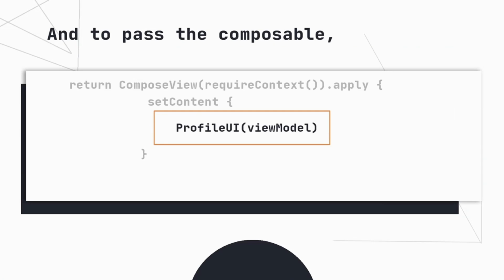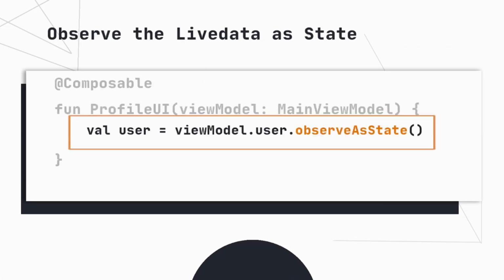And when we have passed the view model, as a next step, you would always try to observe that specific live data, correct? But in composables, you actually don't observe it or do any other stuff like that. Rather, what we do in a composable function is convert that specific live data into a state. Basically, observe as state is an extension function for live data, which is provided by Jetpack Compose.